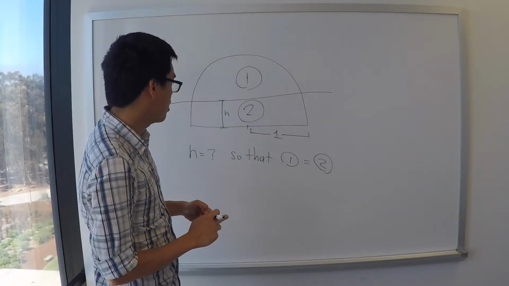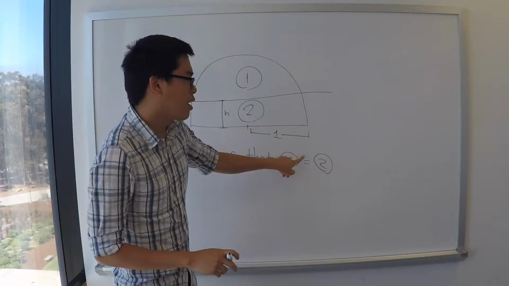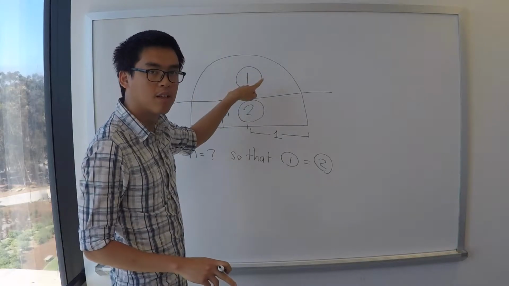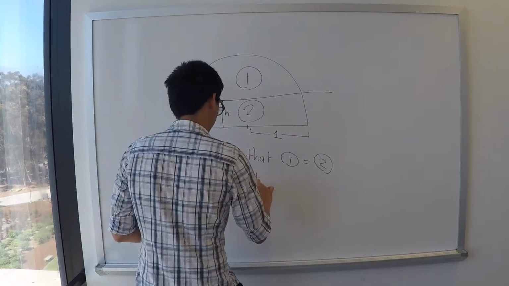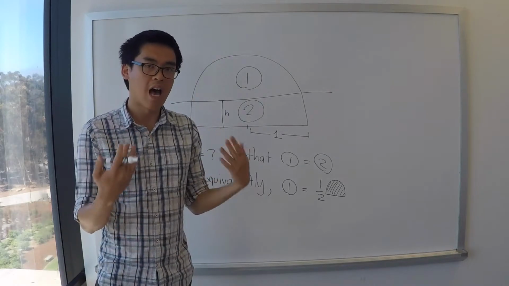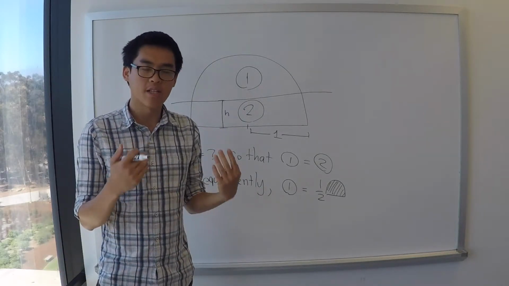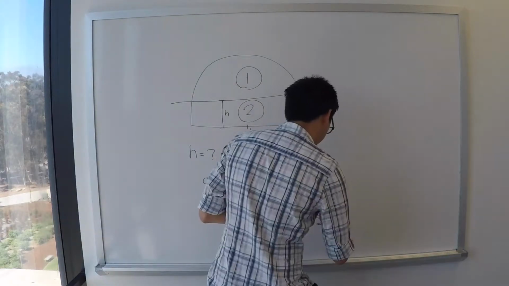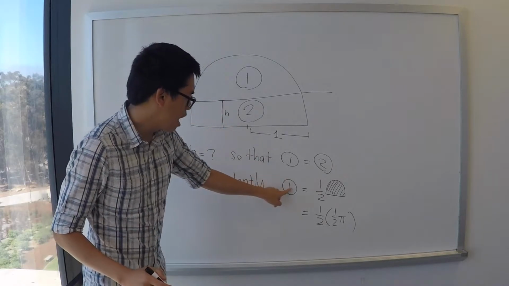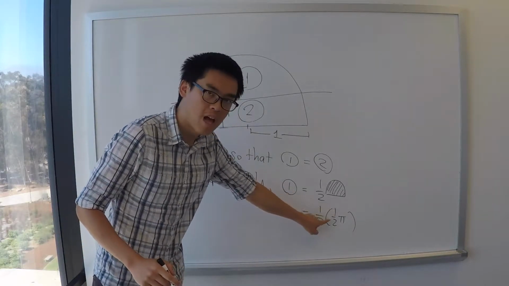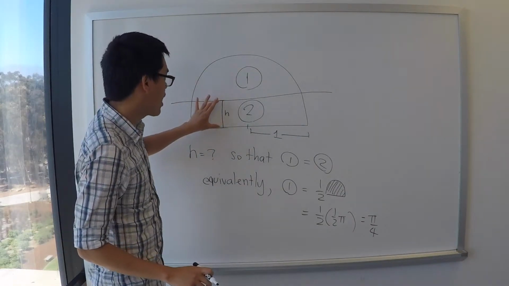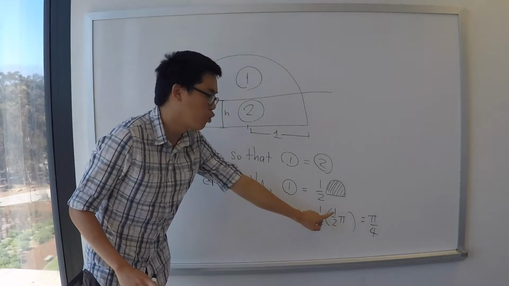So what do we do here? In order to have area 1 the same as area 2, is the same as saying area 1 is half of the total area, which we know, because the area of the semicircle is half of the area of the circle, which is half of pi r squared. In this case, r is 1, so we want to find h so that the area of 1 is half of pi, which is pi over 4. Alright, so that's the name of the game. We look for h that makes area 1 equal to pi over 4.